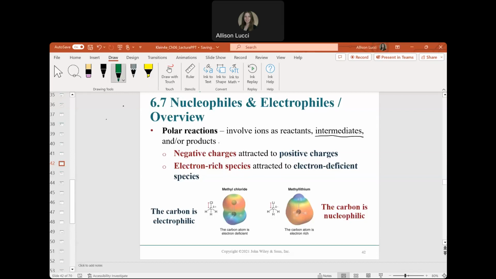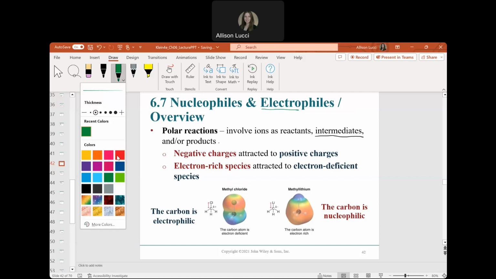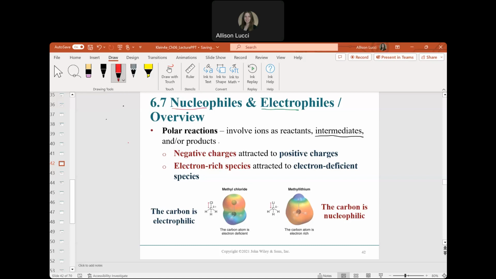So we have here electrophiles, and we have this term here, nucleophiles. So what exactly do they mean? Let's break down these words here. They both contain the suffix "phile." So this means that they love something, right? So both nucleophiles and electrophiles love something, but they love something different.